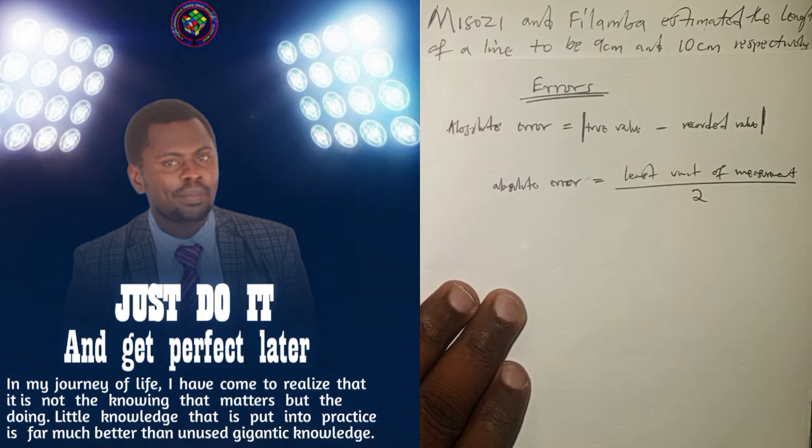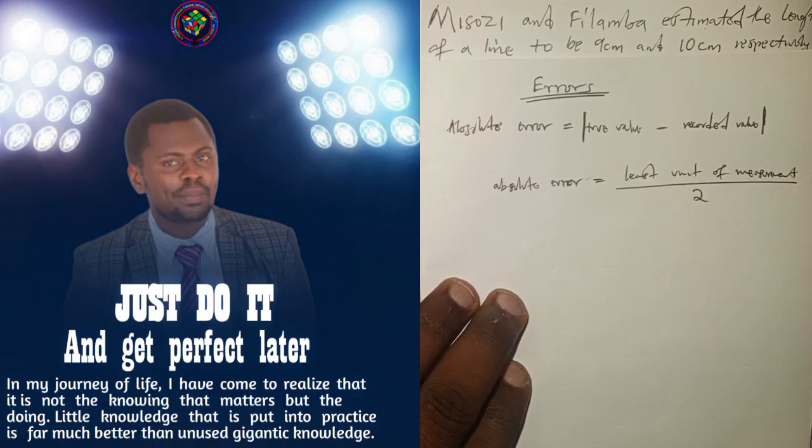If the measured value has 1 decimal place, then the least unit of measurement should be 0.1. If the measured value has 2 decimal places, then the least unit of measurement should be 0.01. That is according to the number of decimal places. So the position of 1 depends on the number of decimal places. If it is a whole number, it's just 1. If it is 1 decimal place, you get 0.1. If it is 2 decimal places, you get 0.01.